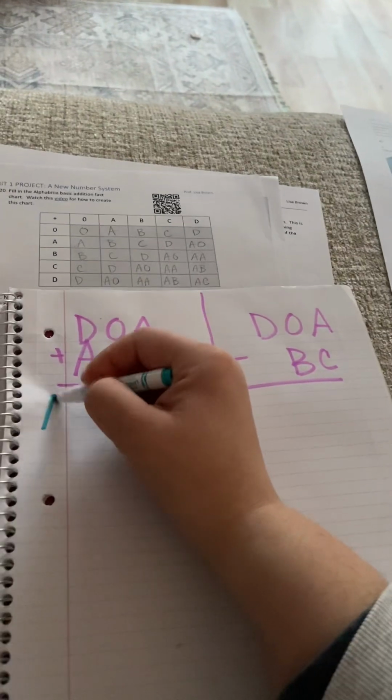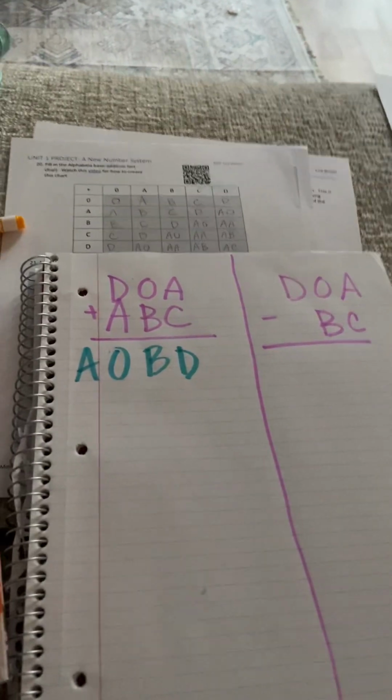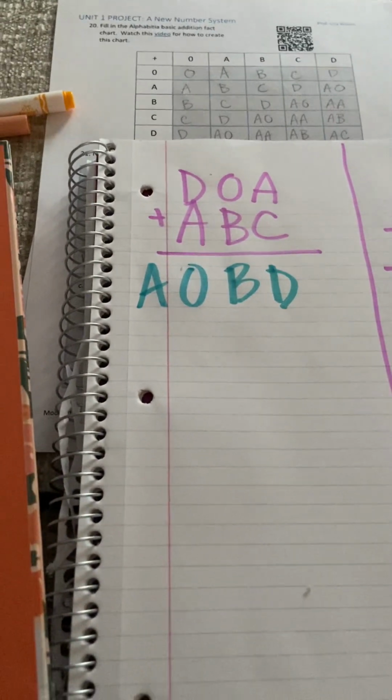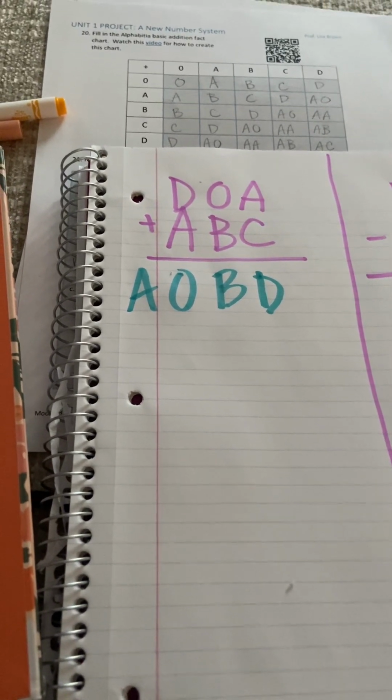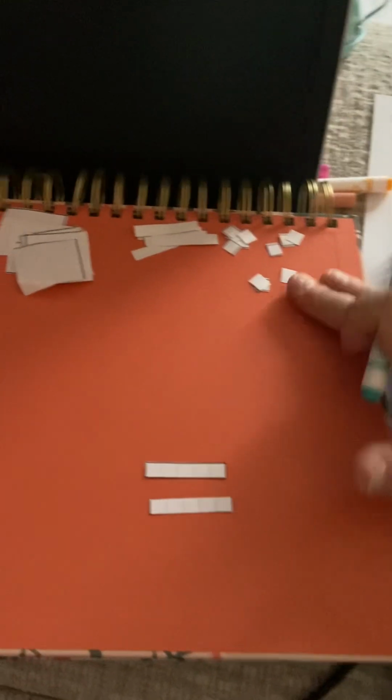That makes our answer: DOA plus ABC equals AOBD. All right, moving on to our subtraction problem. Let's clear our board.